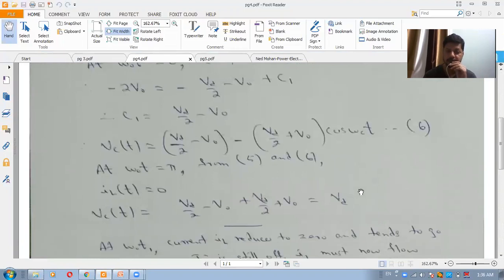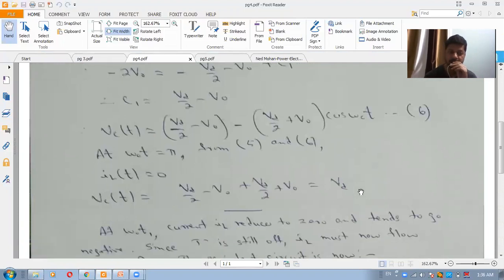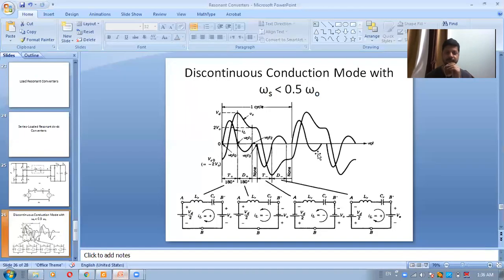At omega 0 t is equal to pi, if you find out the values from equations 5 and 6, you will find that IL of t will be equal to 0 and Vc of t will be equal to Vt. After one half cycle, inductor current becomes 0 and the capacitor voltage rises to Vt. Now at this instant, what is happening is the inductor current, which was earlier positive, has now become 0. As soon as the current becomes 0, T1 turns off. The current tends to reverse. Now how will it reverse?